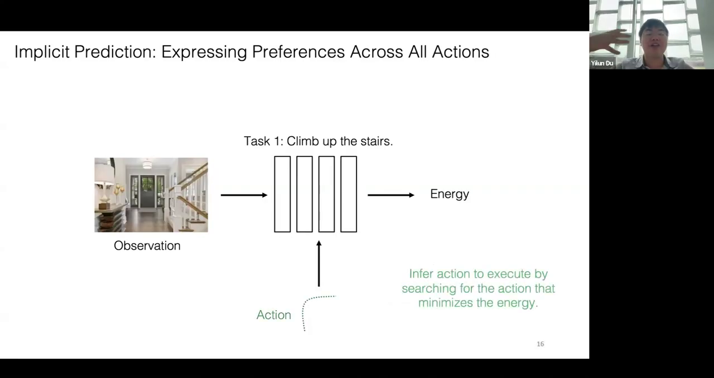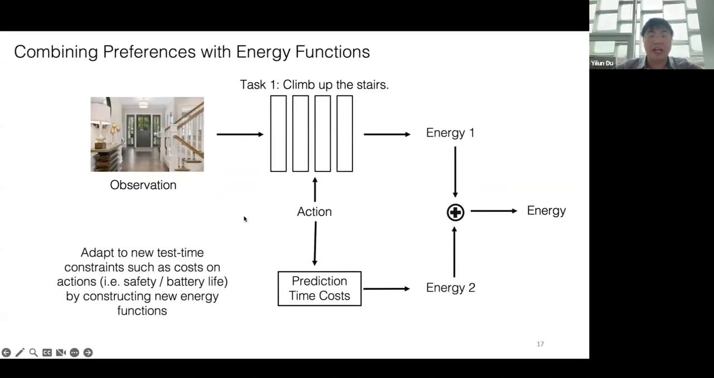Now, with this type of energy function, you can infer the action to execute by optimizing the energy function. This energy function essentially corresponds to a probability value from the probabilistic generative model: it takes in an action trajectory and an image and gives you a likelihood. But the nice thing about formulating prediction as finding an action that minimizes this energy is that you can do search at test time. If I have a new constraint, for instance, I want to preserve my battery life, or avoid going forward too quickly to preserve safety, I can construct a new energy function for this type of constraint.